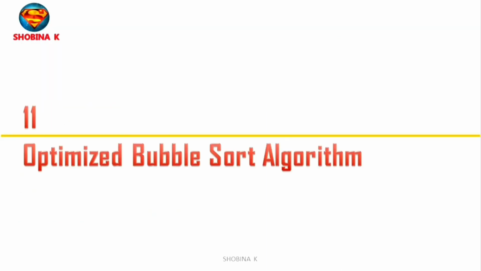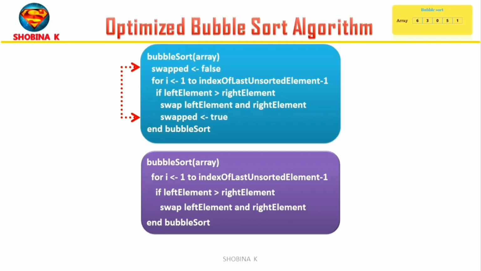Now let's see the optimized bubble sort algorithm. In the previous algorithm, all the comparisons are made even if the array is already sorted, and that increases the execution time. To solve this, we can introduce an extra variable, swapped. The value of swapped is set to true if there occurs swapping of elements. Otherwise, it is set false.